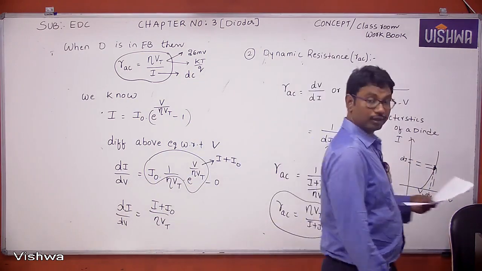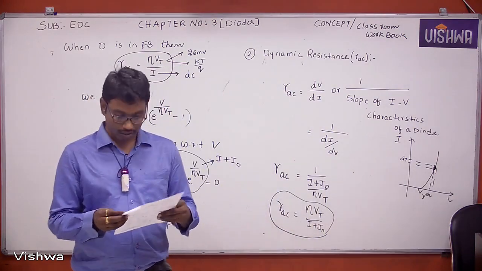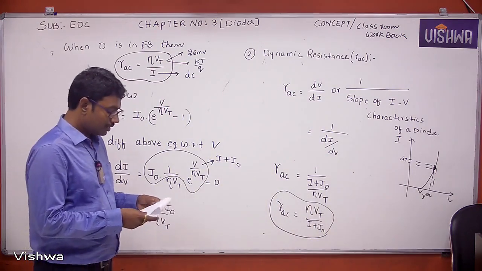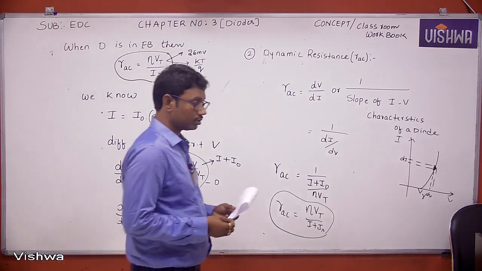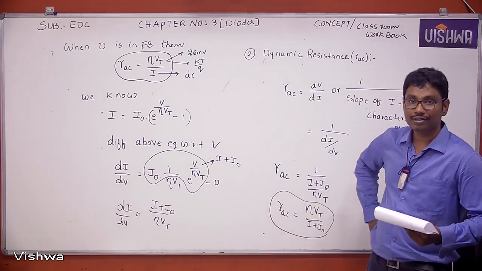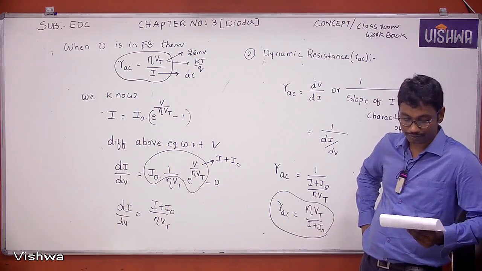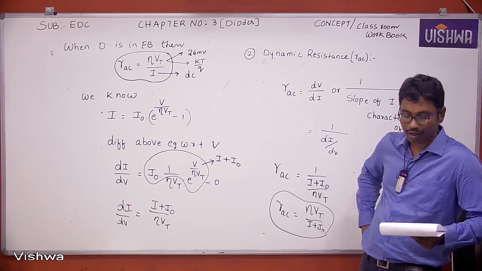Write down a question here. Example one: a germanium diode has a reverse saturation current of 25 nanoampere at room temperature.